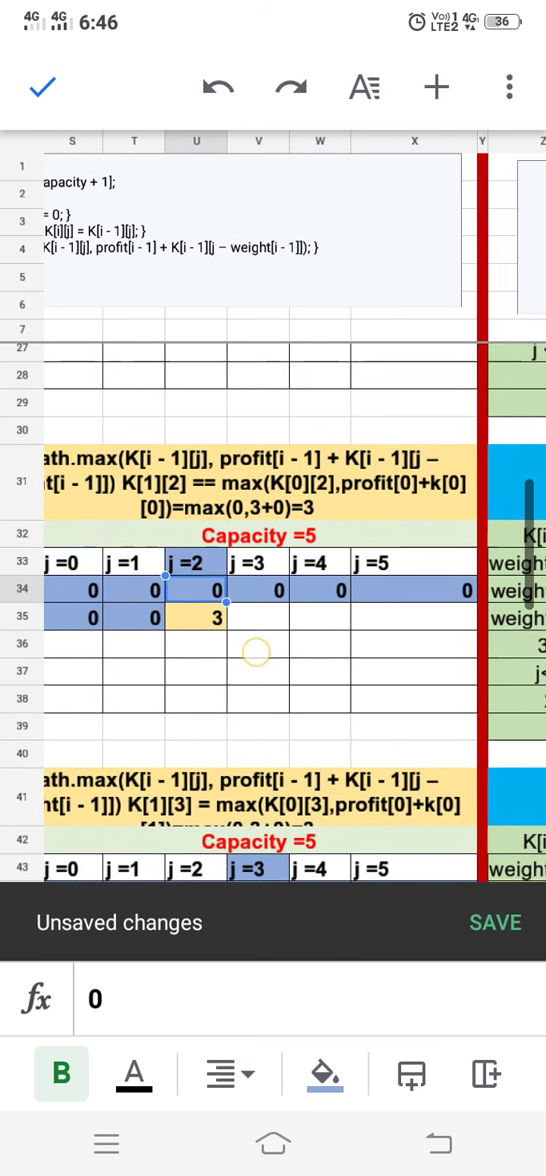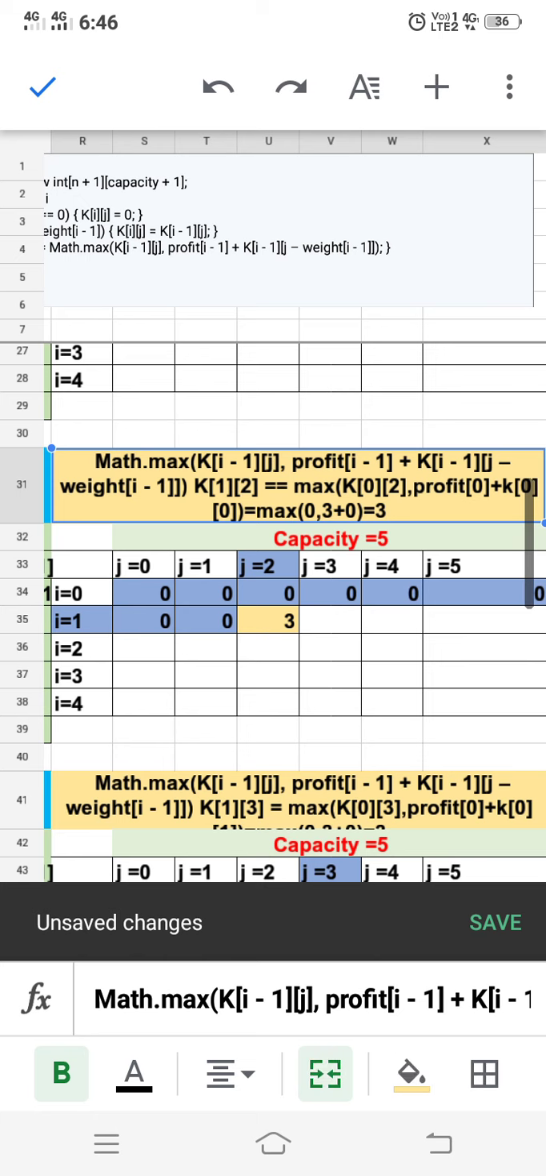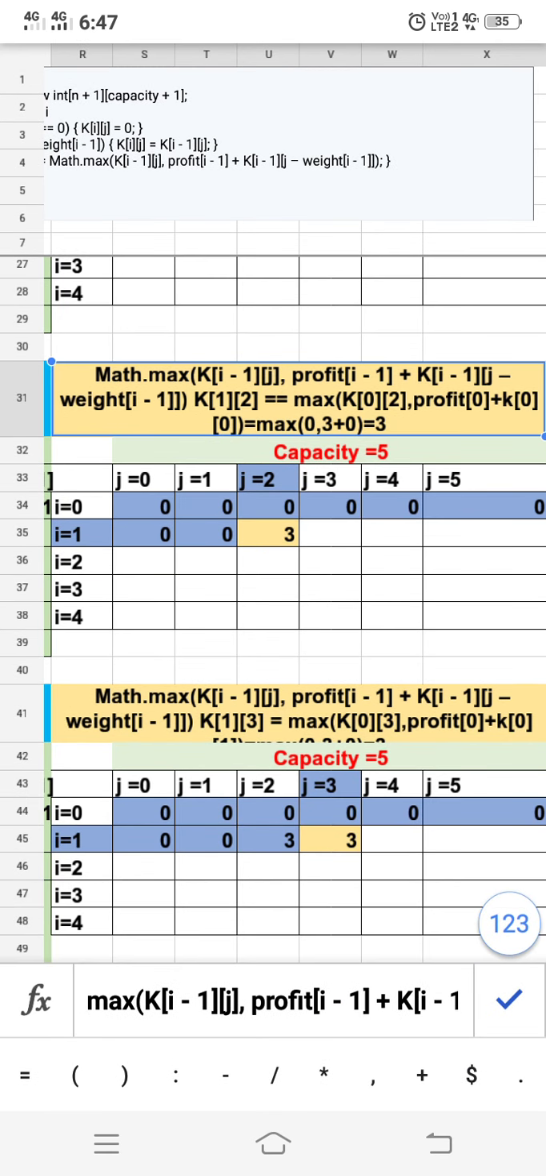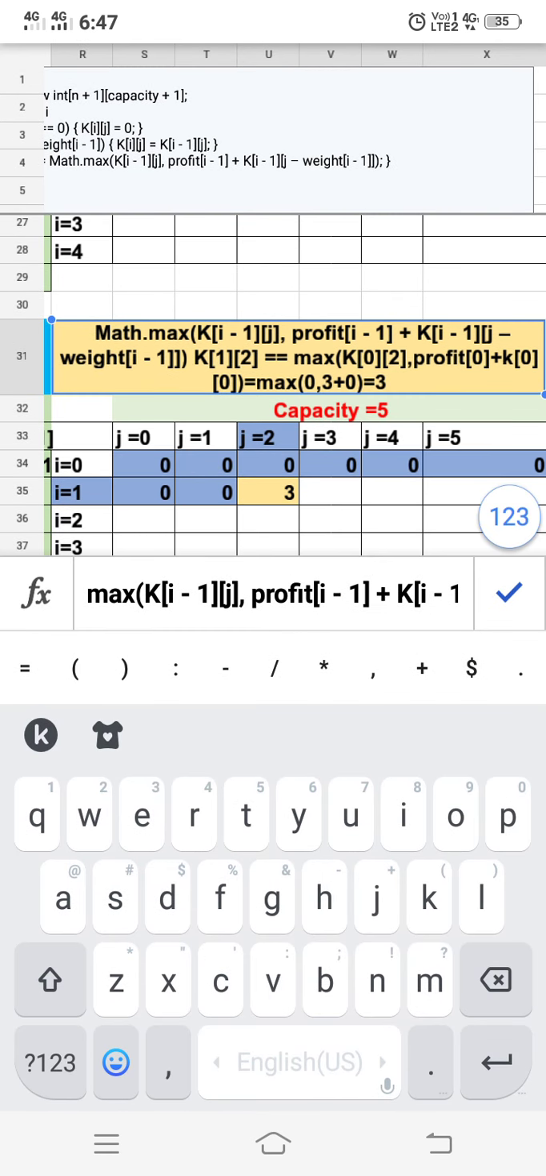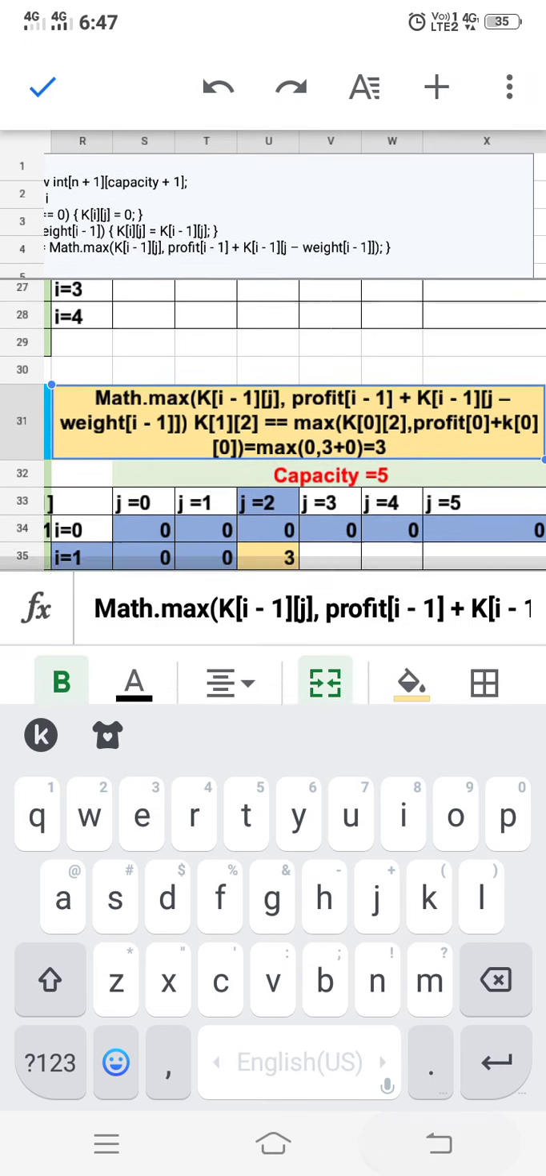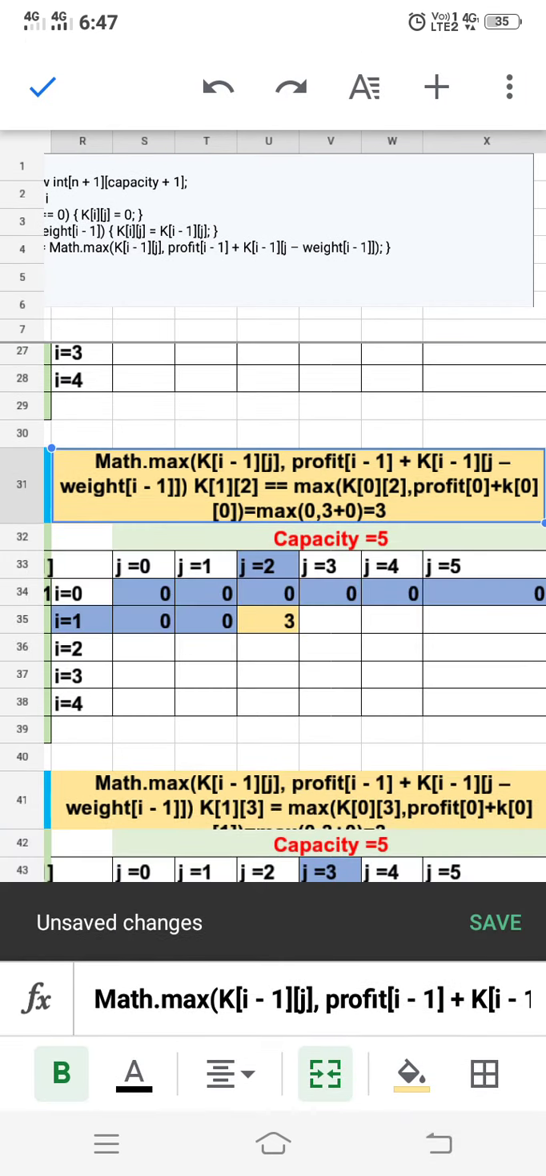So now I will compare this 3 value with the profit present at the previous objects, that is k of 0, 2. Maximum of these two values I need to choose. So maximum of 0, 3 plus 0 will be equal to 3. So this entry will get the value 3.